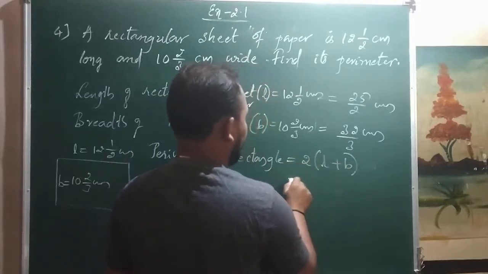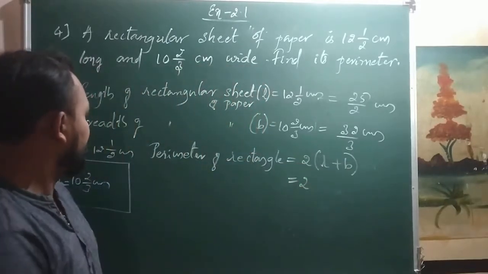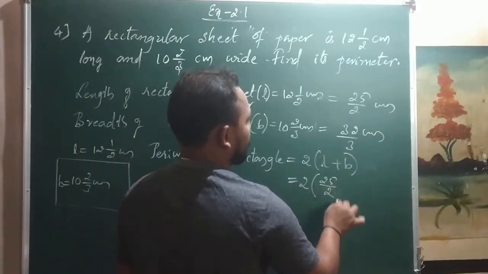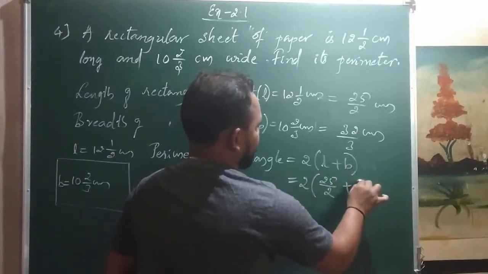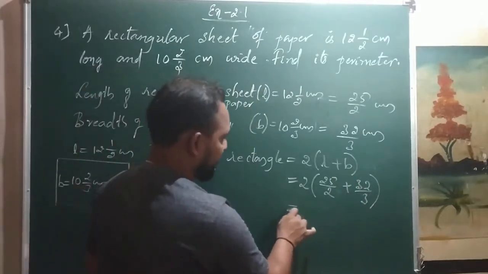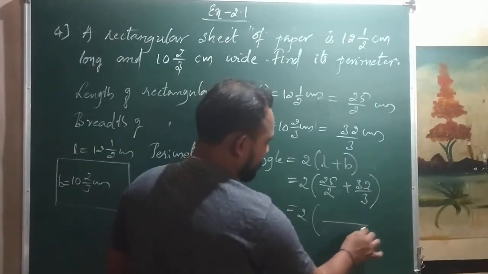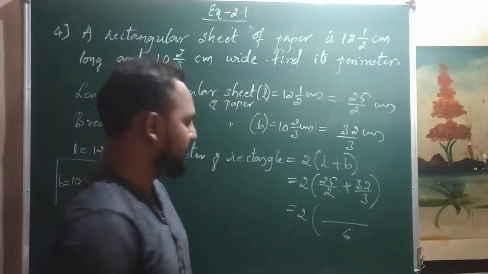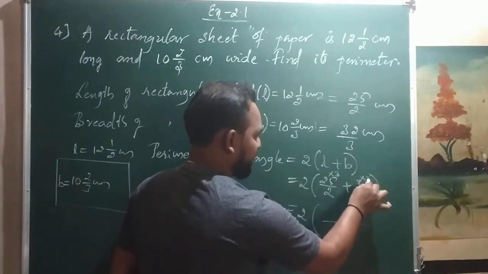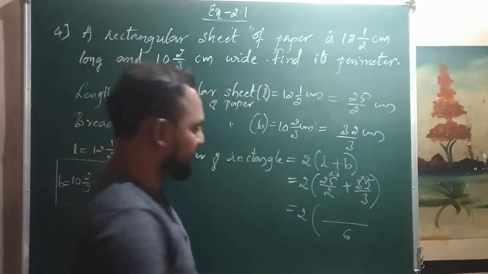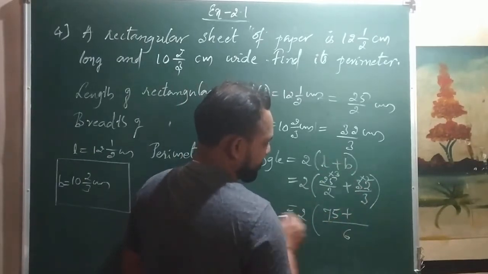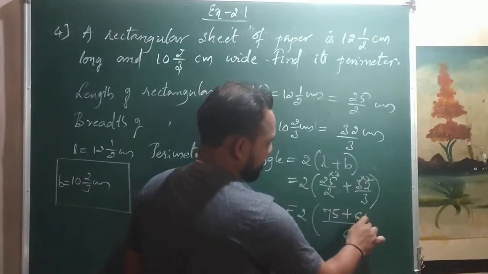Here, substitute the values. Length of the rectangle is 25/2 plus 32/3. Take the LCM of 2 and 3, which is 6. Then 2 threes are 6 and 3 twos are 6. 25 threes are 75, plus 32 twos are 64.